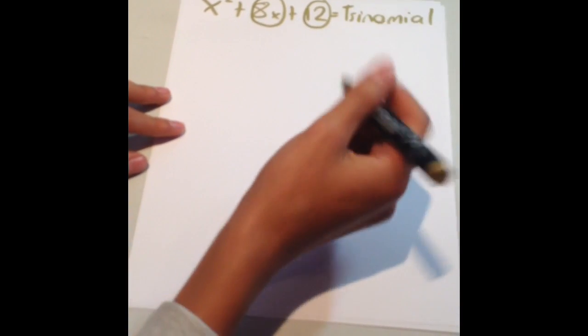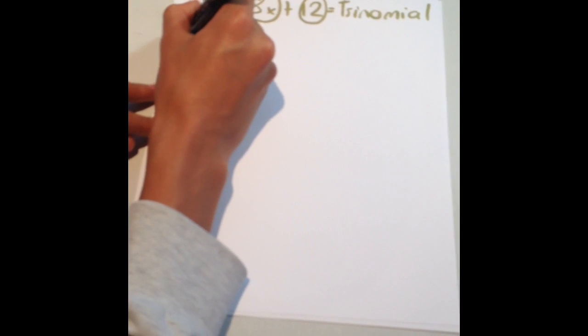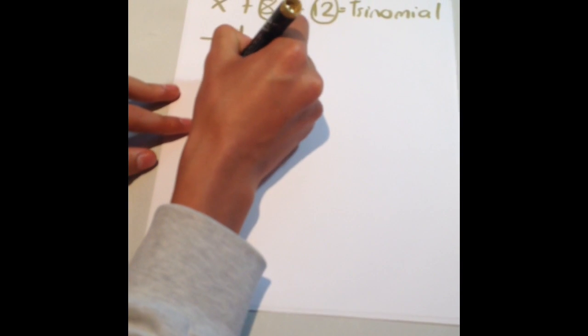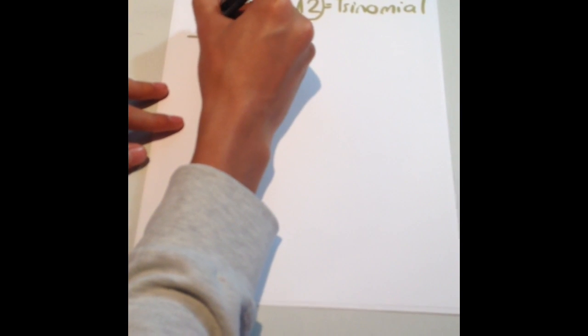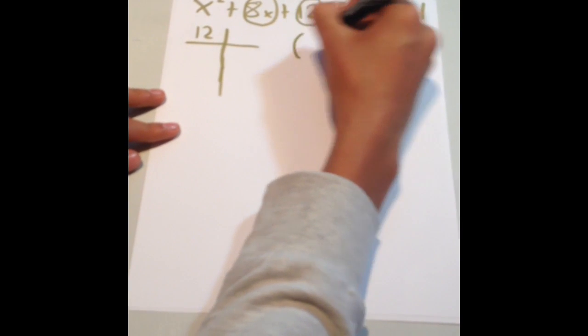To make things easier, you should make a table, in this case, to find the factors of 12 and the numbers that when added or subtracted give us 8.